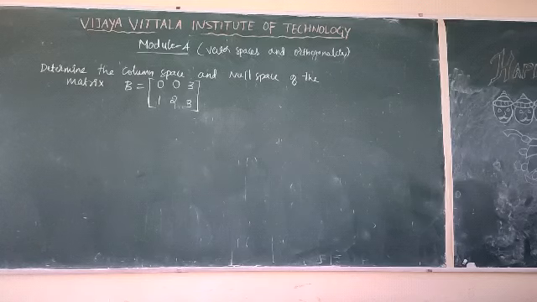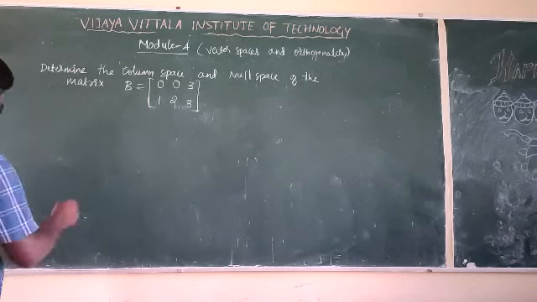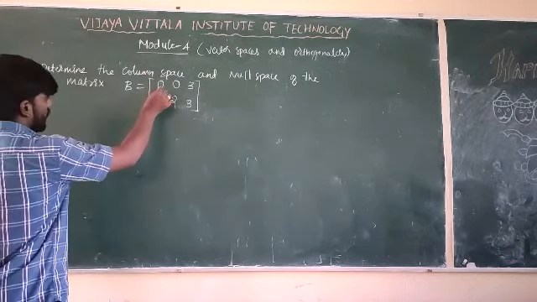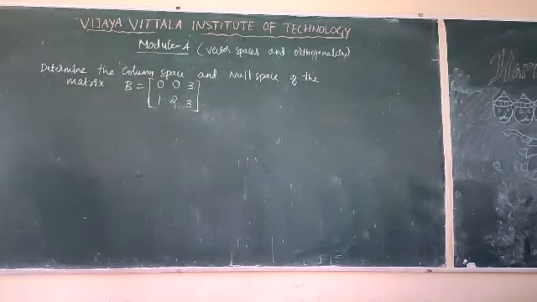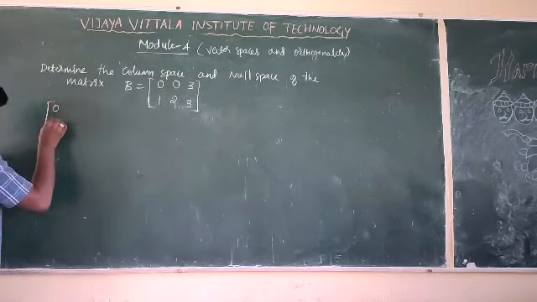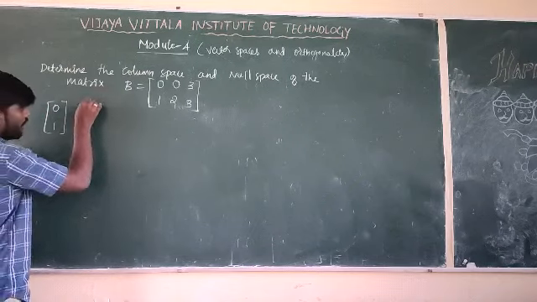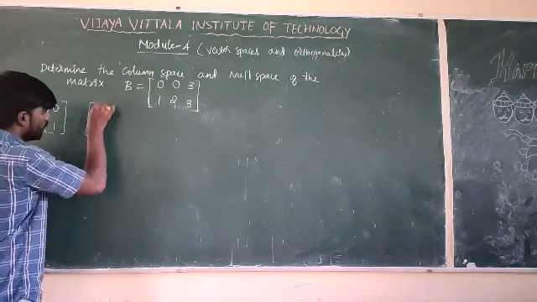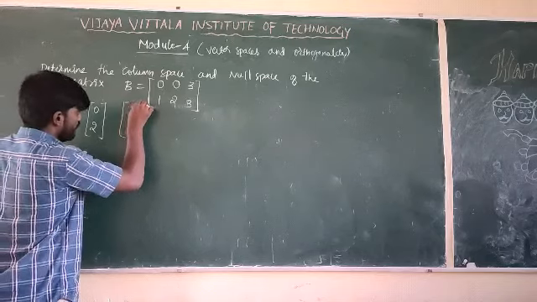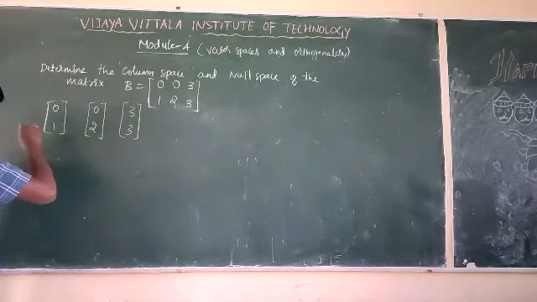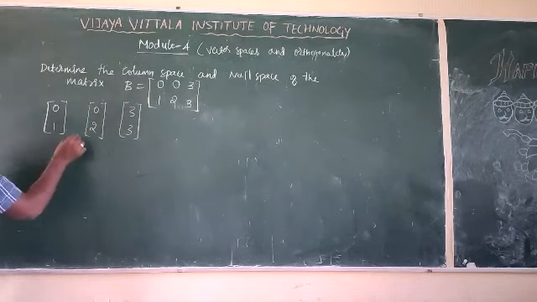So now we will solve this problem. Determine the column space and null space of the given matrix. Matrix B contains 0, 0, 3 and 1, 2, 3. Here the column vectors are 0, 1 and 0, 2 and 3, 3. Therefore, here we have 3 column vectors.